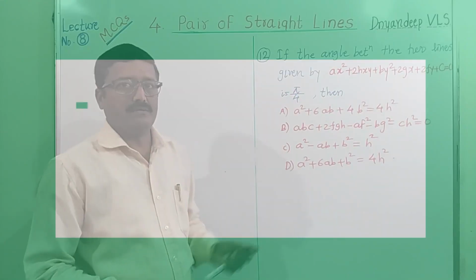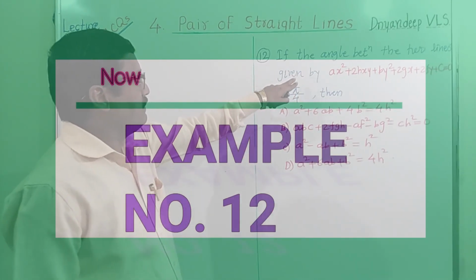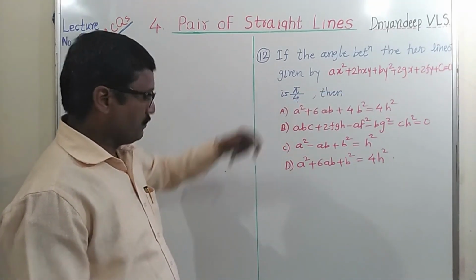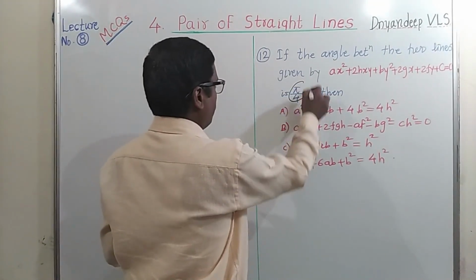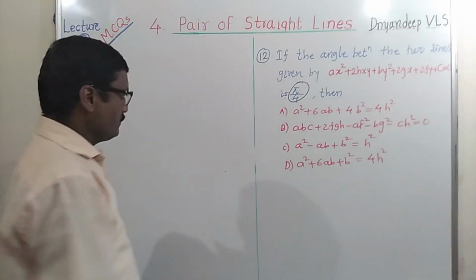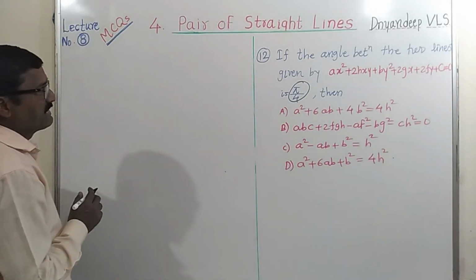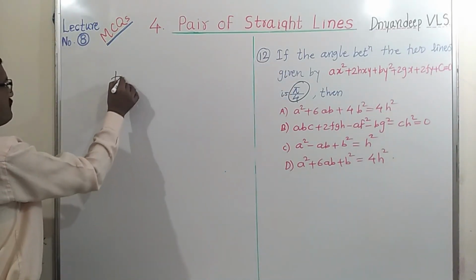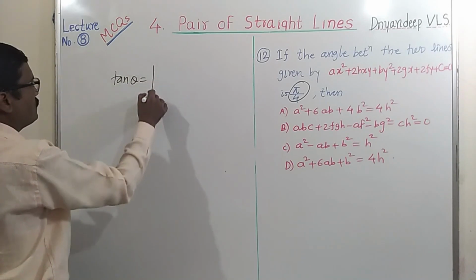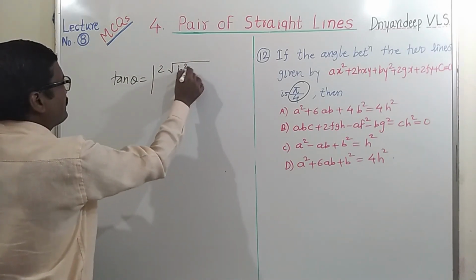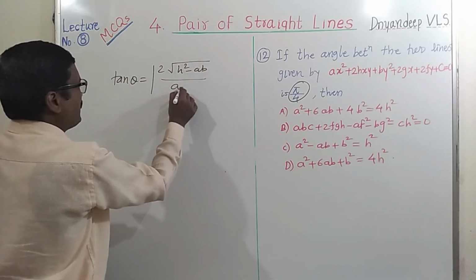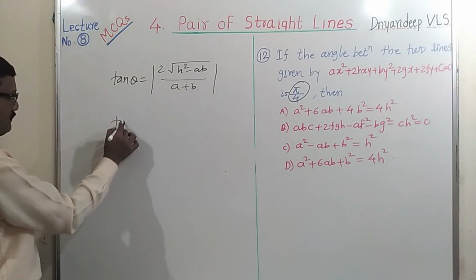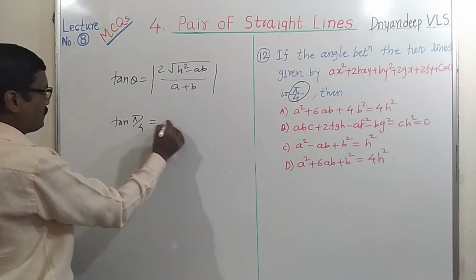Okay, let us see example number 12. If the angle between the two lines given by this general second degree equation is pi by 4, this angle is given pi by 4, then which one of these 4 is correct? Let us use the formula of finding angle between pair of lines. It is tan theta, and tan theta is equal to mod of 2 root (h square minus ab) upon a plus b. But here theta is given pi by 4, so tan pi by 4 is equal to the same.